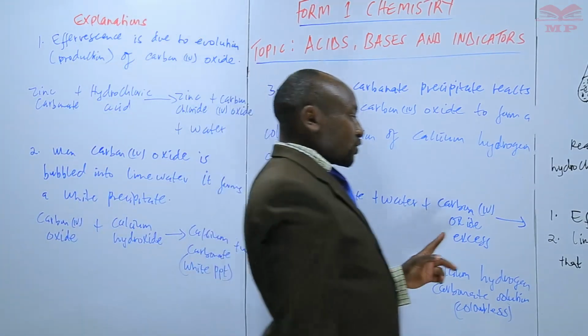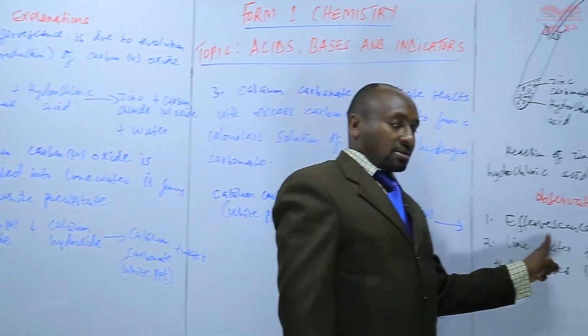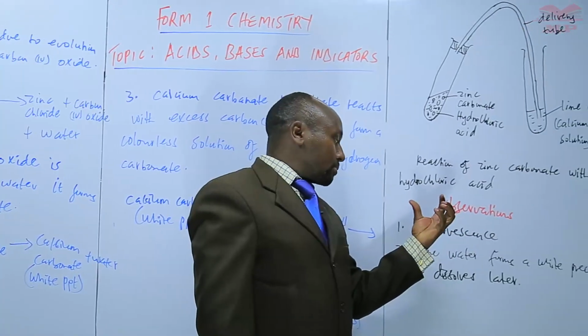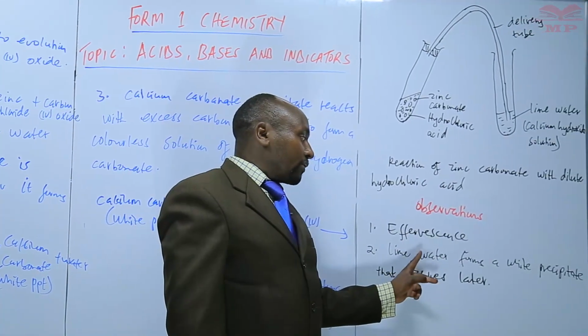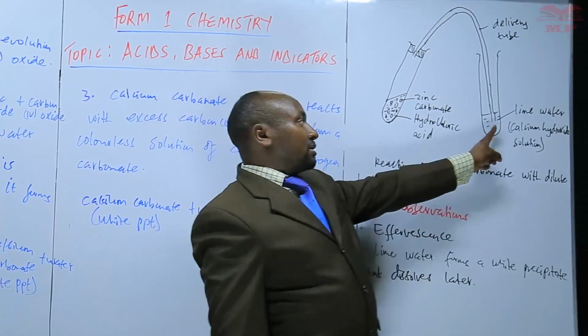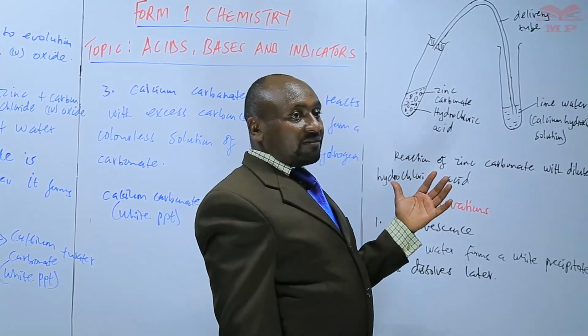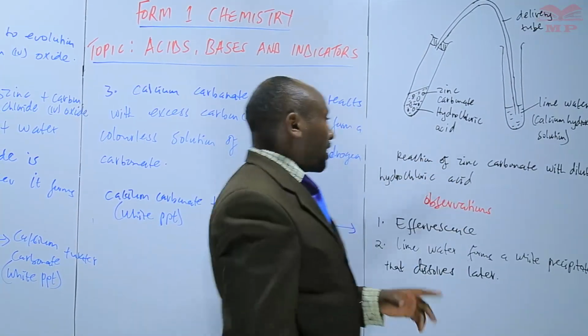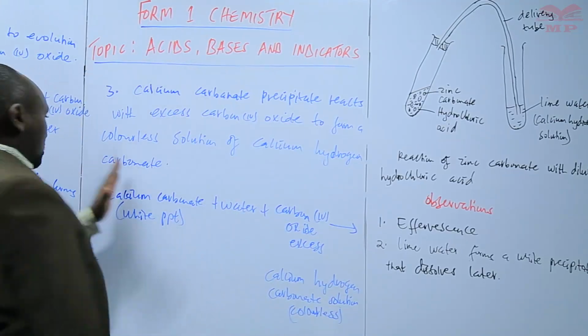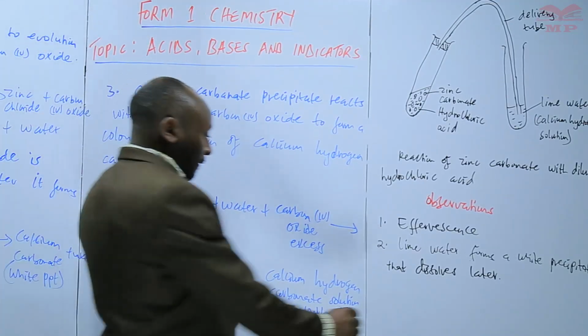That is as far as the explanations for that experiment are concerned. So the observations: effervescence, the bubbling is there. These are gas being produced. Lime water forms a white precipitate. It was initially clear. Then the white precipitate, after some time, dissolves. And we have explained all those observations.